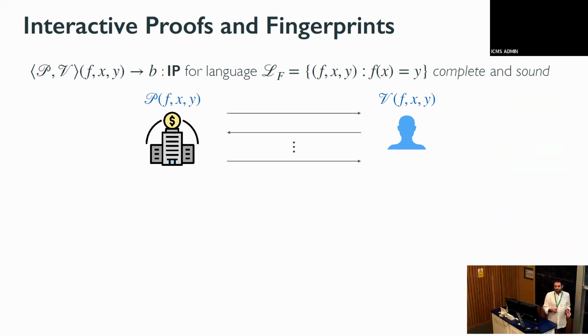Okay, so let me recall what is an interactive proof very briefly. So this is a protocol between a prover and a verifier. I'm considering an interactive proof for a polynomial time computation y equals f of x, right? So where the verifier has everything as f, x, and y, and the prover is the same. So it's an interactive protocol that is supposed to be complete and sound.